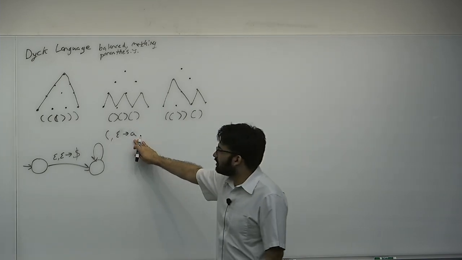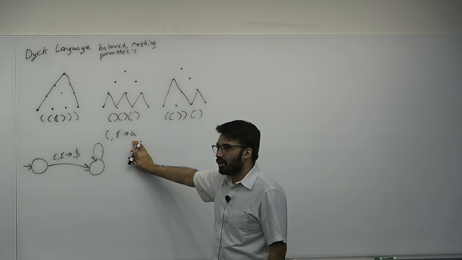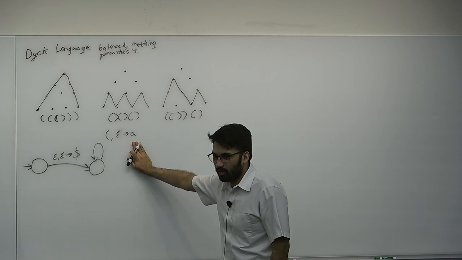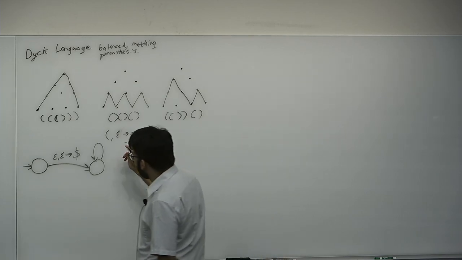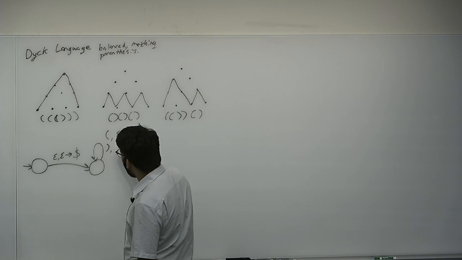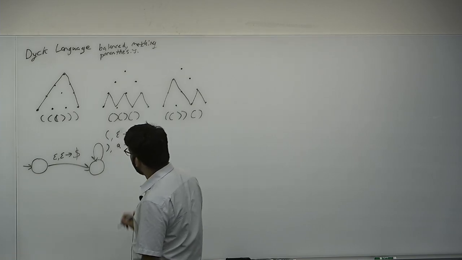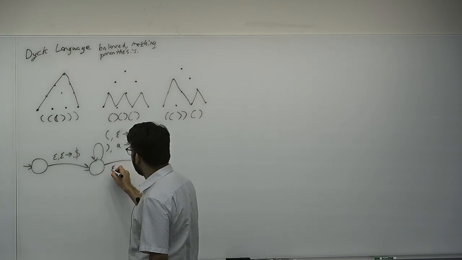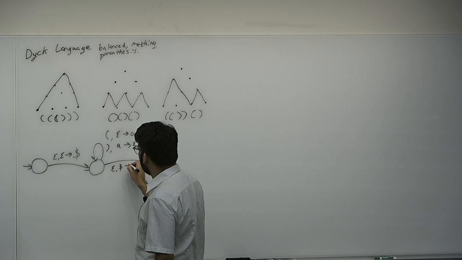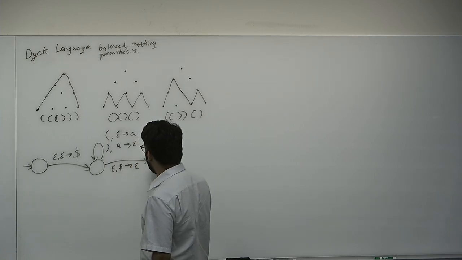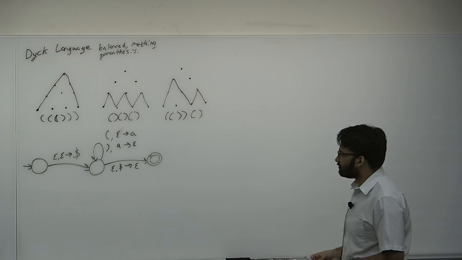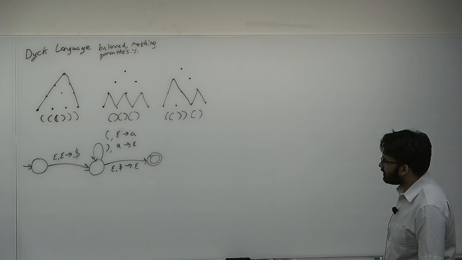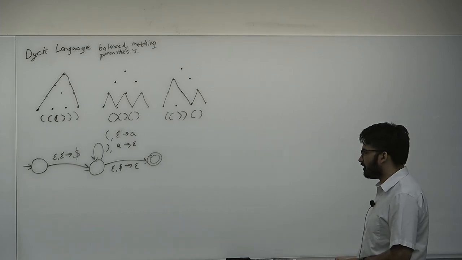Now, I'm choosing to have the stack alphabet be A just for simplicity. I could use parentheses here, but it doesn't really matter. And every time we see a close, pop the A. That's it. And we want to accept only if the canary is the last thing we see. That's the PDA for the Dyck language. Does it accept the empty string? Yes. Pop the canary. Push the canary, pop the canary.